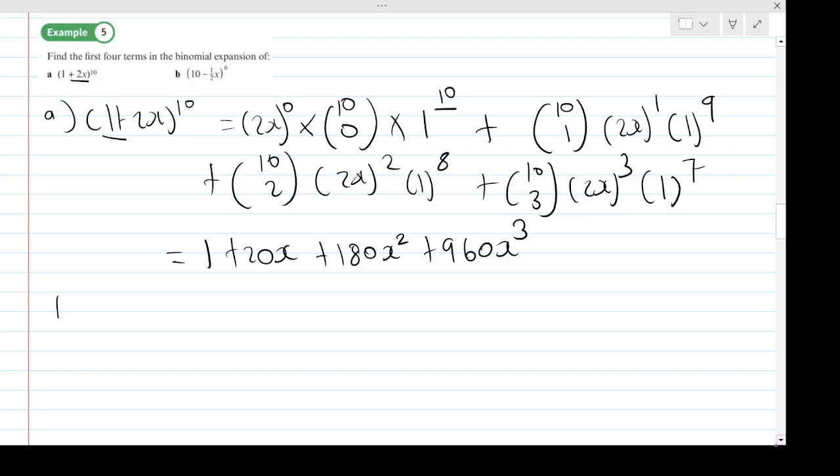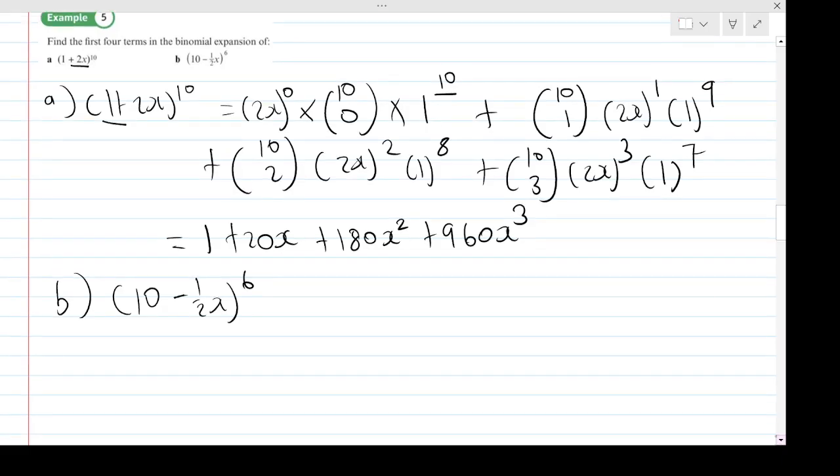Cool, okay, part B. Then we need to find 10 minus a half x, all to the power of 6. Okay, so it looks a bit messy this time with a fraction and stuff, but it's the same process. So the first 4 terms again, we're going to start from 0, so we're going to have 6 choose 0, sorry, there's a power of 6, times the x part. Now the x part is minus a half x, so there we are. Then that would be to power 0, matching there.